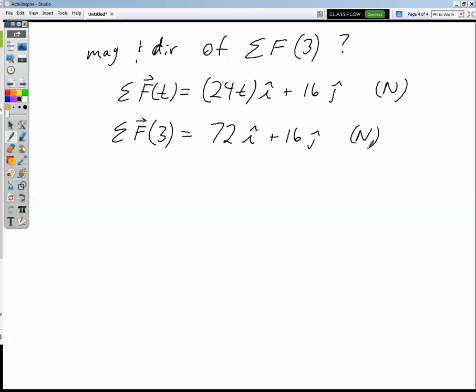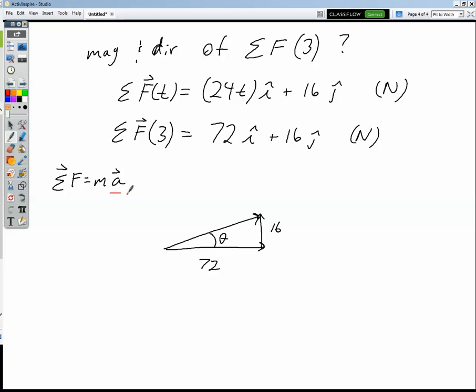So finding the magnitude here, we've got 72 in the i direction and only 16 in the positive j direction. So magnitude is going to be Pythag, and direction is going to be inverse tangent of that angle. All right? So now we just add in one slight complication to what we already knew. The sum of the forces is equal to the mass times the acceleration. So if we have the acceleration function, we multiply it by mass to get the force function.